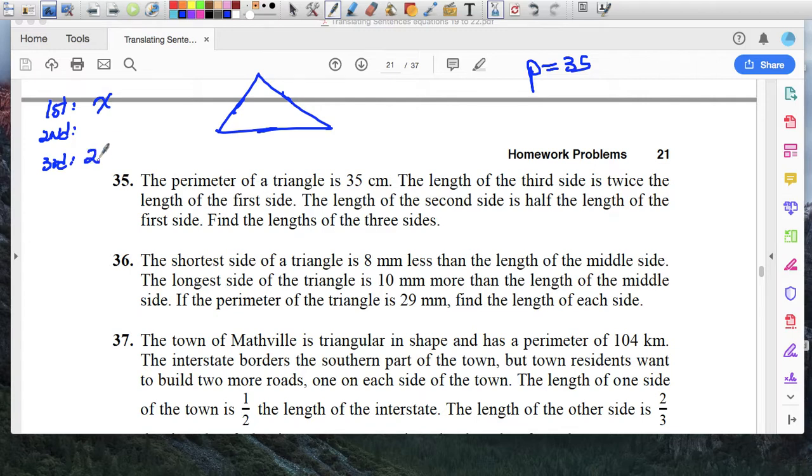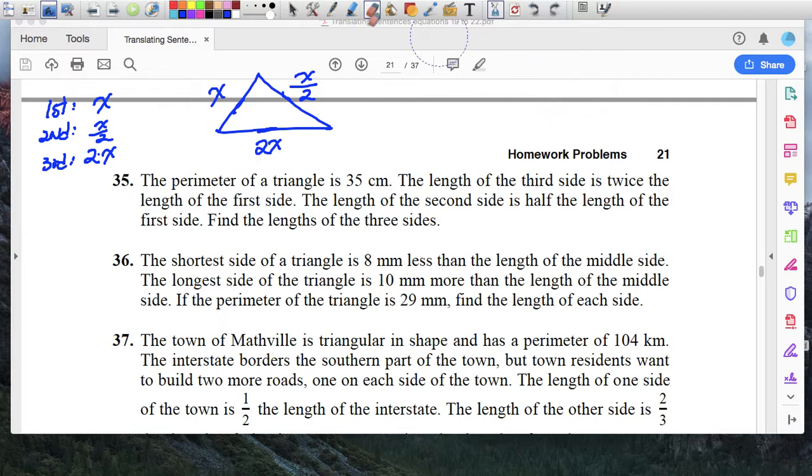35. If I combine this, instead of half of x, I'm going to write x plus 0.5x, because I don't want to deal with decimals, plus 2x equals 35. Don't forget there's an imaginary 1 over here, so let's add coefficients. 1 plus 0.5 is 1.5, and 1.5 plus 2 is 3.5. So 1x plus 0.5x plus 2x equals 3.5x, which is going to equal 35 on the side.